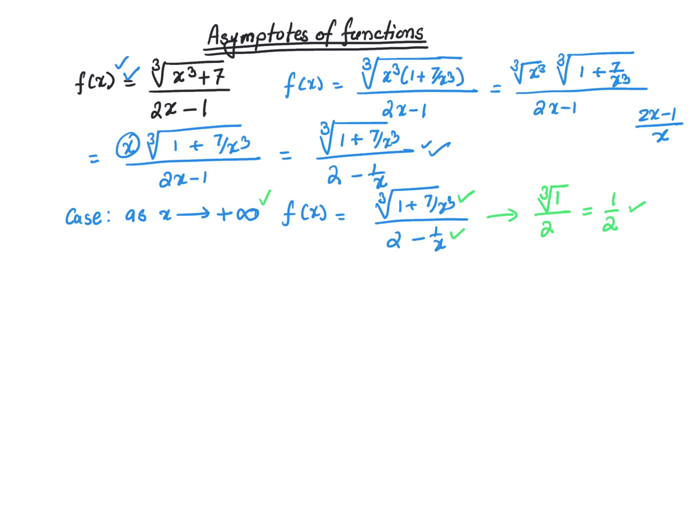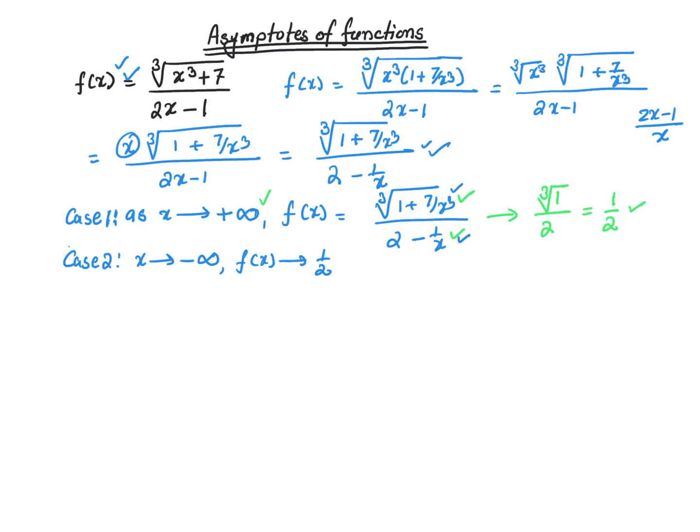Now we could do the same thing for case 2. So this is actually case 1. Case 2, as x approaches negative infinity, what happens to f of x? Again, this is going to go to 0, this is going to go to 0, and f of x is going to approach 1/2. So in both of these cases, it approaches 1/2.